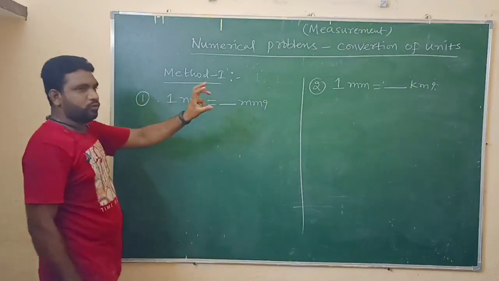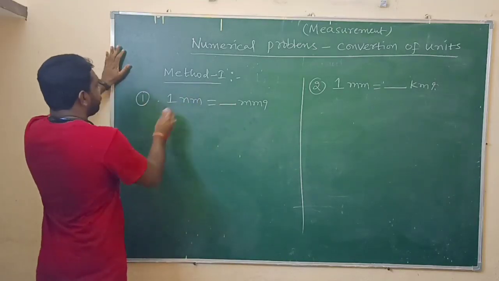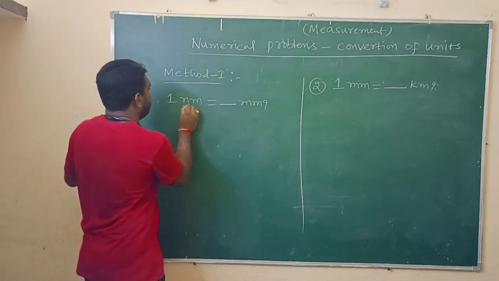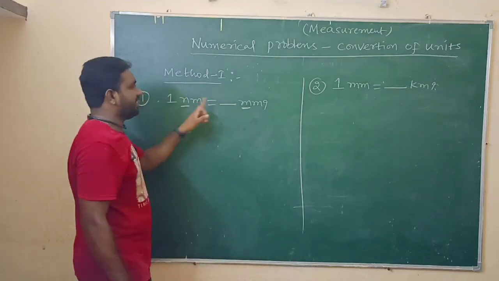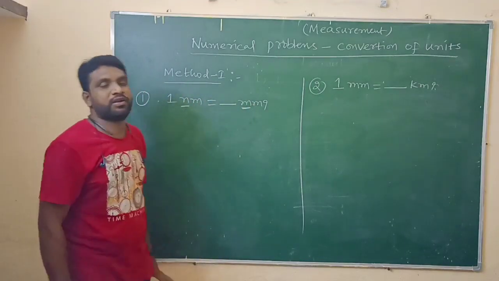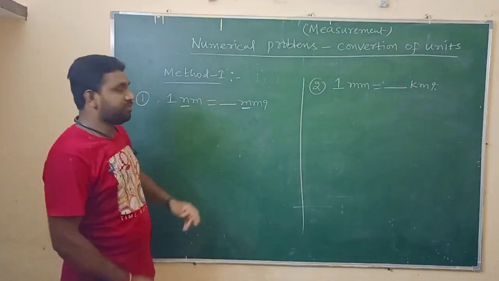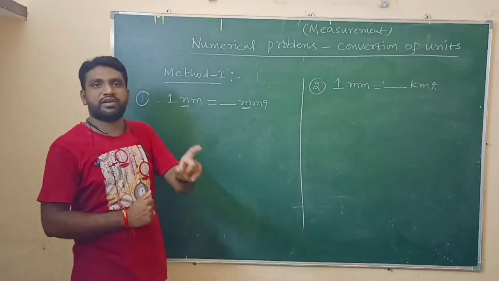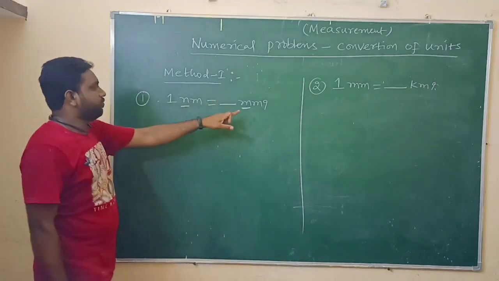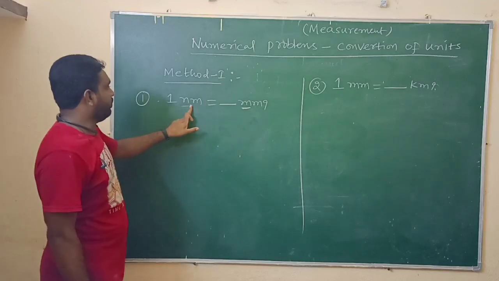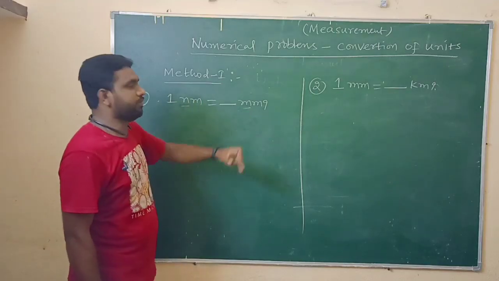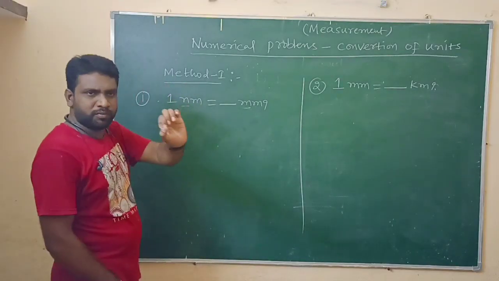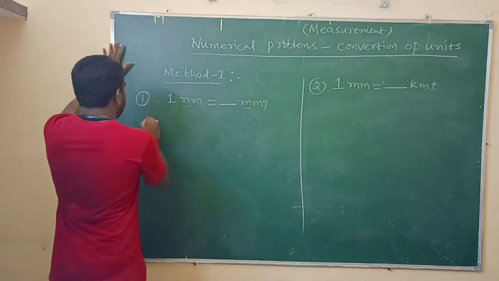Regarding method 1, we are considering two problems. The first problem: n for nano, m for milli. This is what you should remember. M for meter. The first term is related to multiples and submultiples. The second term is the unit. That is very important. N for nano, m for milli. Now we have to convert 1 nanometer into millimeters. 1 nanometer equals how many millimeters? Just one thing you should remember: method 1 is very easy. Nothing to worry about.